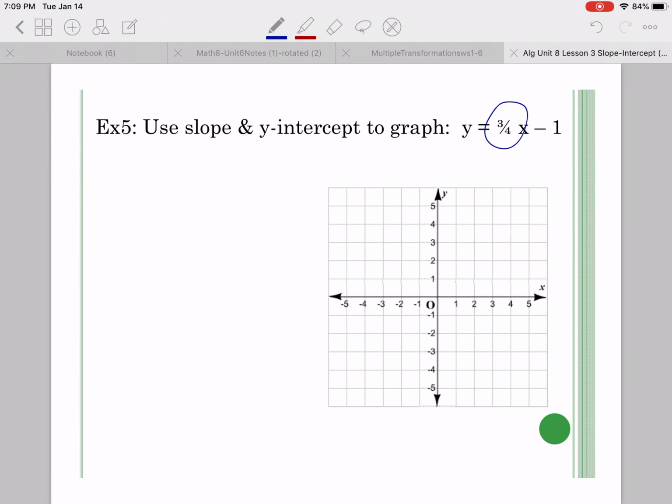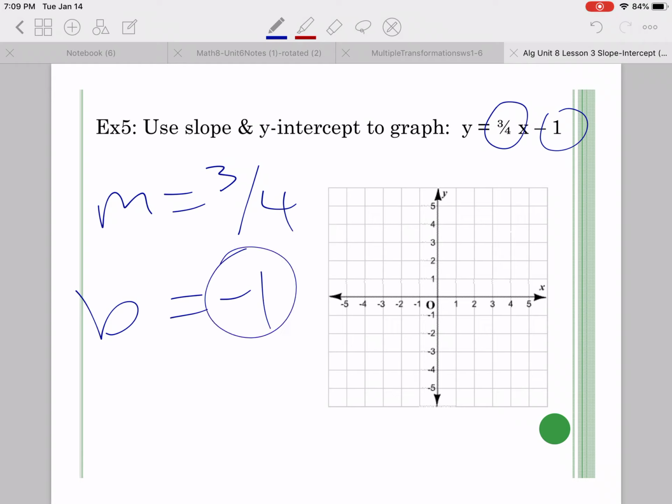All right, so use slope and y-intercept to graph this one. We've got the slope here is 3/4, and the y-intercept is negative 1. So let's start here at negative 1. And then from that point, we're going to count up 1, 2, 3, and over 1, 2, 3, 4. So that was up 3 over 4. There are 2 points right there. If we wanted to add another point, I would actually run off the graph if I were to count up and over again. So I can't really do that.